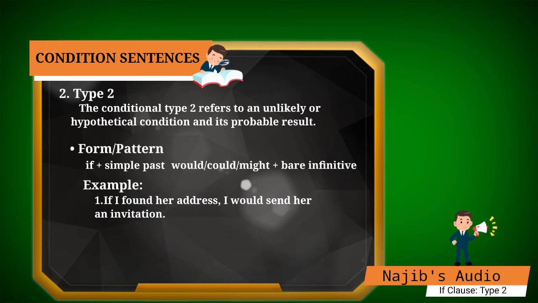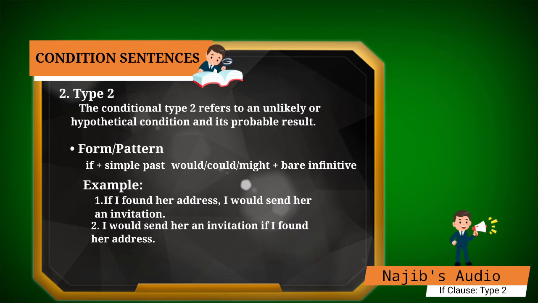And then the main clause can also be at the beginning of the sentence. In this case, don't use a comma. For example, I would send her an invitation if I found her address. Because in this case the main clause is at the beginning, we don't need to use a comma. I would send her an invitation is the main clause, and if I found her address is the subclause.